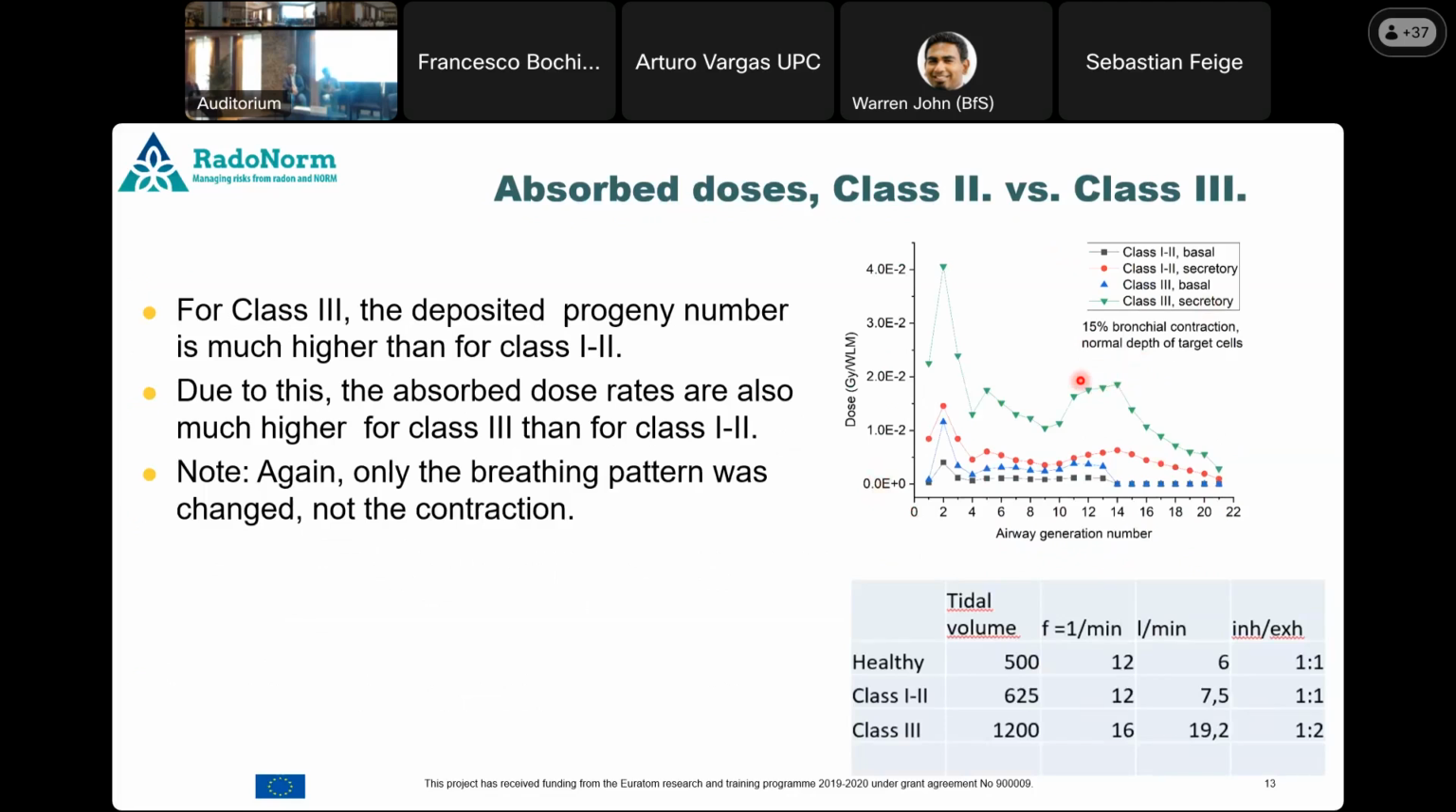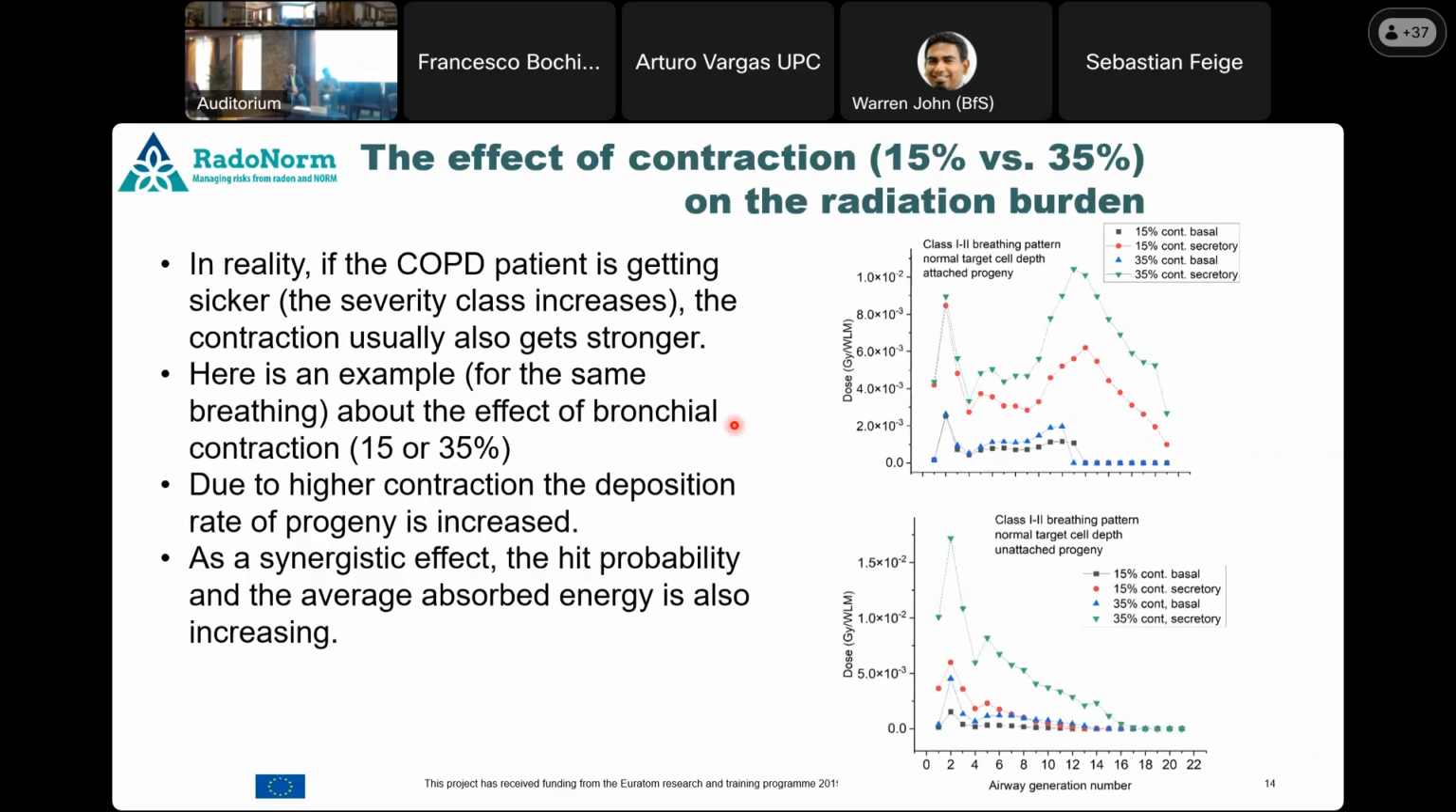It's just a notification that these calculations were for the same contraction, and only the breathing pattern was changed. But now I started also to change the contraction, because if you get sicker, you get bigger contraction. Both panels are for severity class 1 or 2, but this is for attached progeny and this is for unattached progeny.